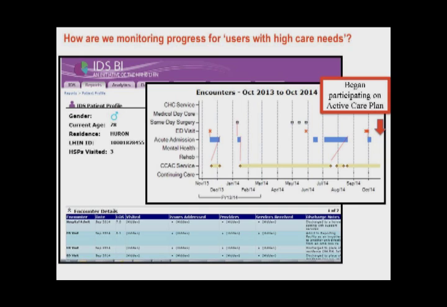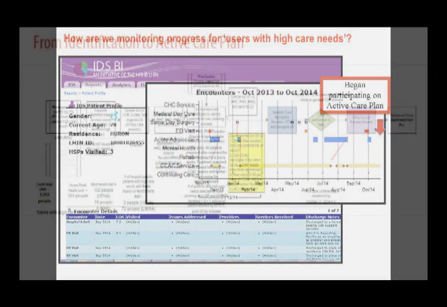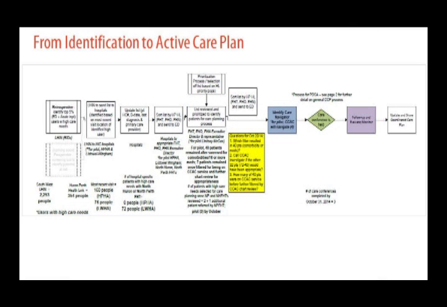As well, you can see when this person, we don't know again who it is, but for example, we're calling this person Will. You can see when the person started and stopped CCAC service and the fact that they're currently on CCAC service. And we've also noted when the person began participating in an active coordinated care plan through the Huron-Perth HealthLink, from identification to active care plan.